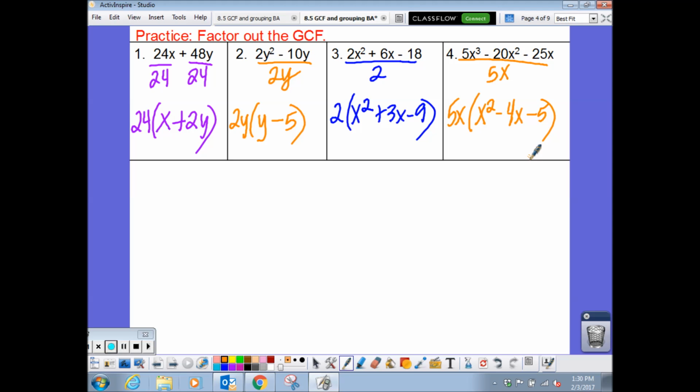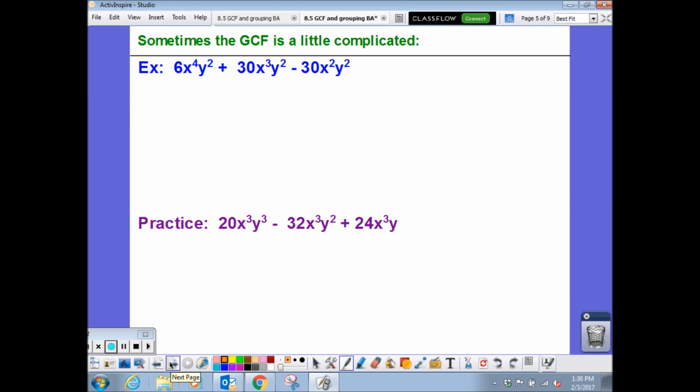Again, if you want to pause the video and take those slowly, then do that. Okay, now we're going to get a little bit more complicated, not hard, just multiple variables involved. We're going to go through the same process. We're going to look at the coefficient. Here in this case, we're going to look at the x's, and then the y's, and see what they all have in common.